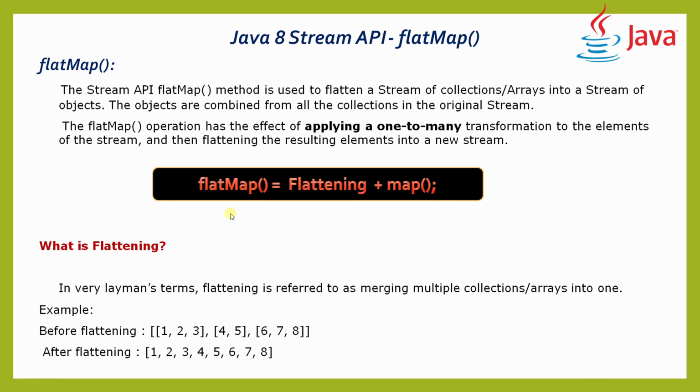Flat map is nothing but flattening plus mapping. What is flattening? We will see first. In very layman terms, flattening refers to merging multiple collections or arrays into a single object. If you see this example, right, more than one array is there, and more than one array is going to be mapped into a single array. This kind of situation or this kind of example is nothing but flattening. We will see how collection flattening also happens in the exact example.